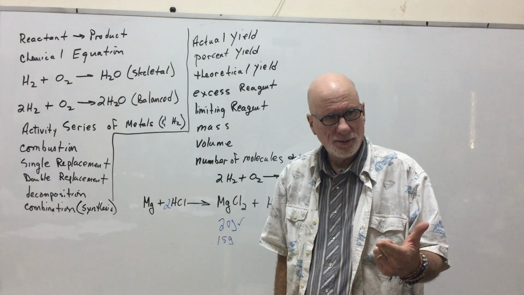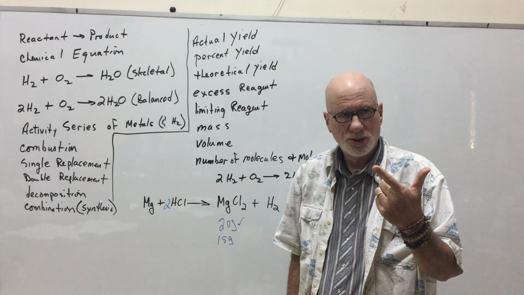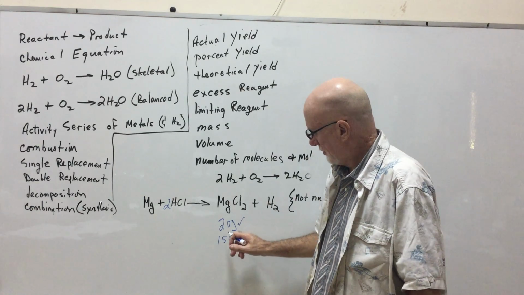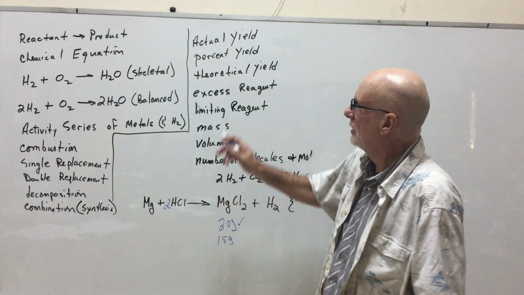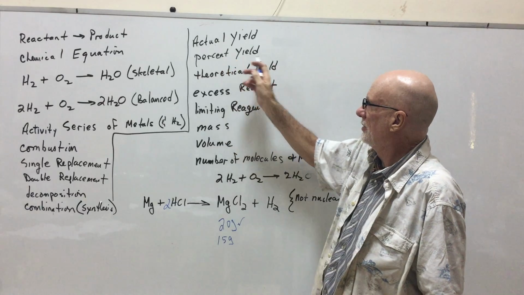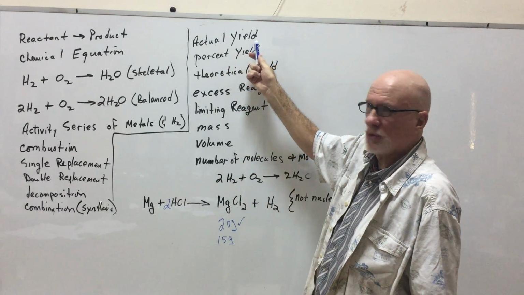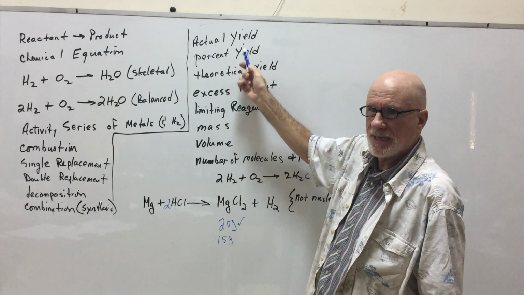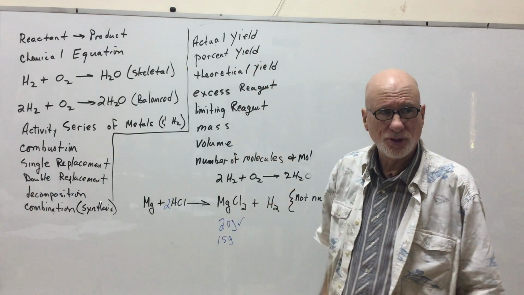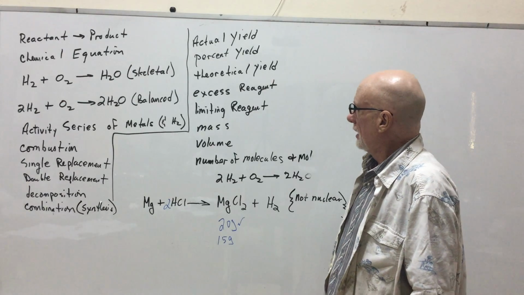The amount that I get, the actual yield, divided by the theoretical yield times 100 is the percent yield. So actual yield is what I get experimentally. The percent yield is the actual yield divided by the theoretical yield times 100.